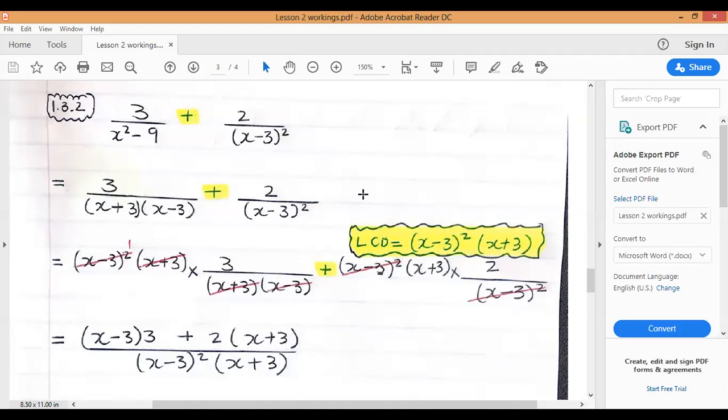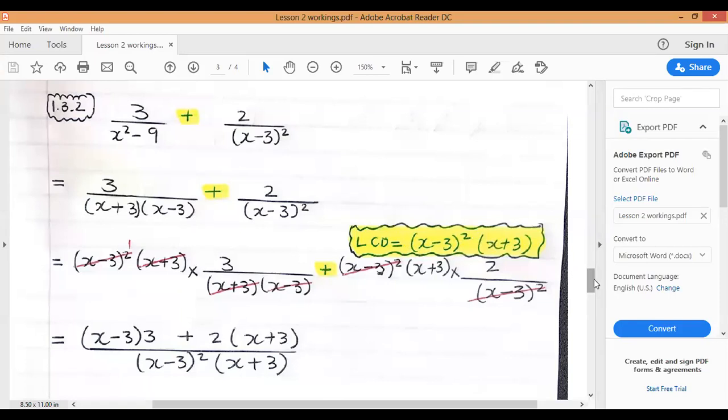What is the lowest common denominator now? Because you can't add this and that, because this denominator is not the same as that denominator. Does it make sense, boys and girls? So now, your lowest common denominator, do you agree with me that it's going to be x minus 3 all squared, open bracket x plus 3? Why? Because you can't put your x minus 3 here again, because it's already there. So this is your LCD. That's your lowest common denominator.